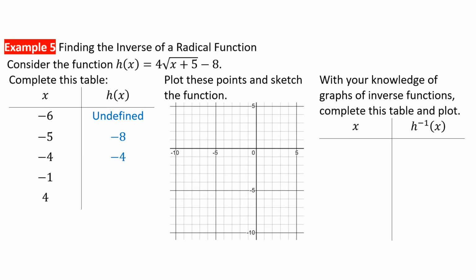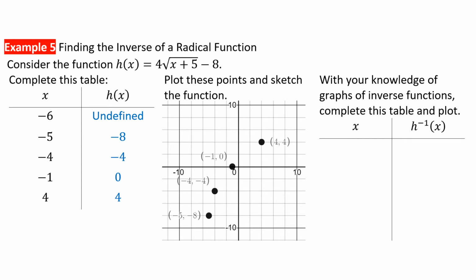Let's see what happens. Negative 1 plus 5 is 4. The square root of 4 is 2. 2 times 4 is 8, and 8 minus 8 gets us to that nice integer 0. It means we're crossing the x-axis at negative 1, 0. Finally, for this graph, if we plug in 4, 4 plus 5 is 9. The square root of 9 is 3. 3 times 4 is 12, and 12 minus 8 gets us to 4. So these 4 points are on our graph.